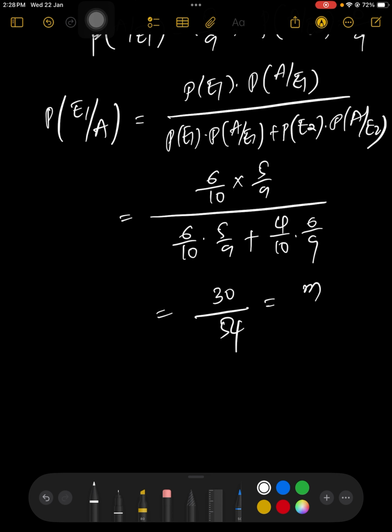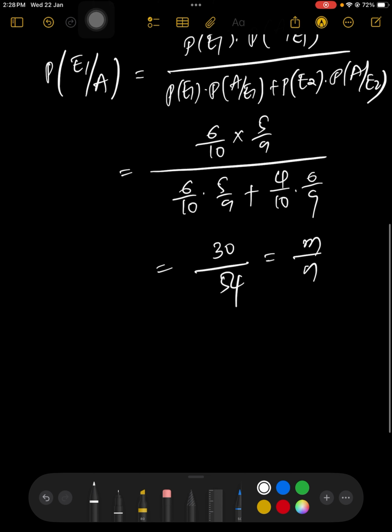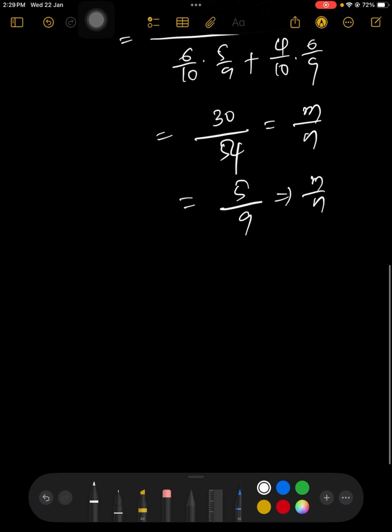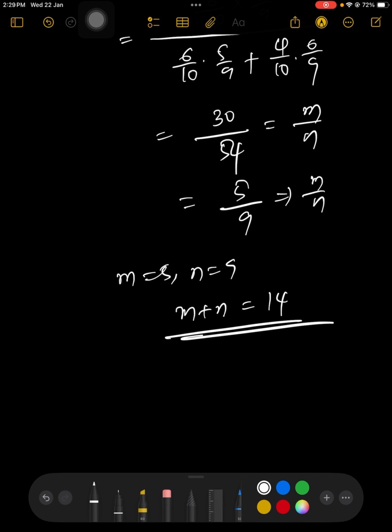So which is equal to m by n. But GCD of m comma n is 1 they given. Now we can cancel with 6, then it will be 6 5s are 6 9s are. So clearly m by n is m equal to 5 and n equal to 9 in this case, then m plus n is equal to 14.